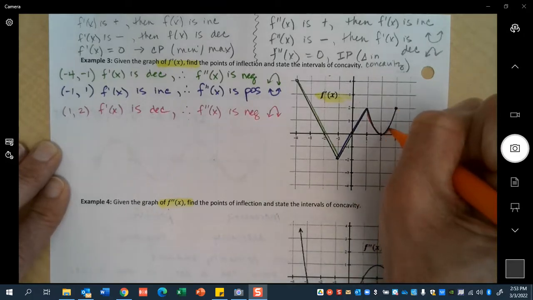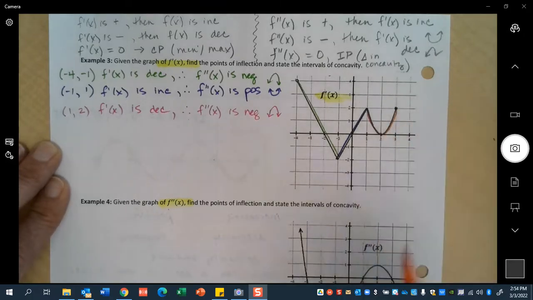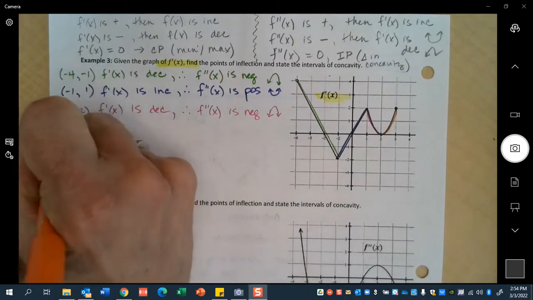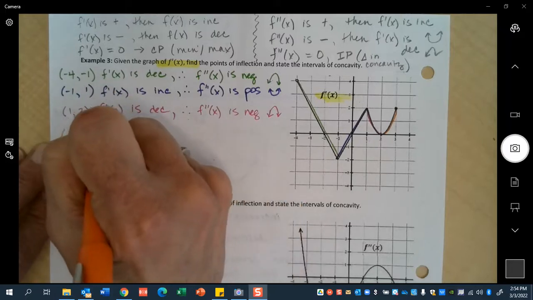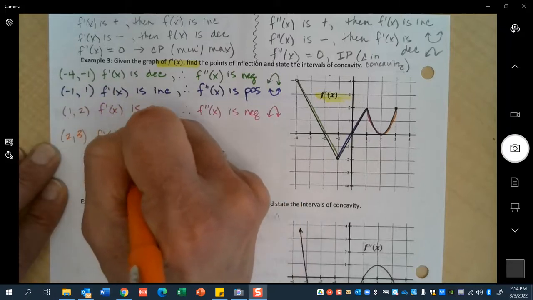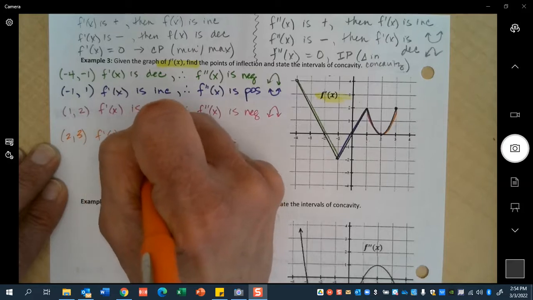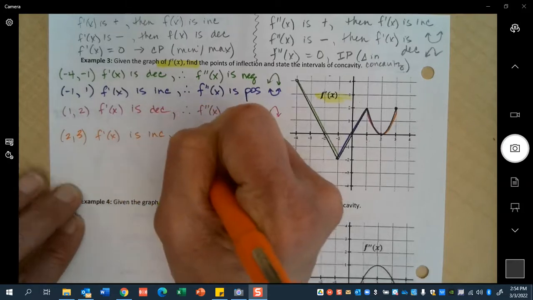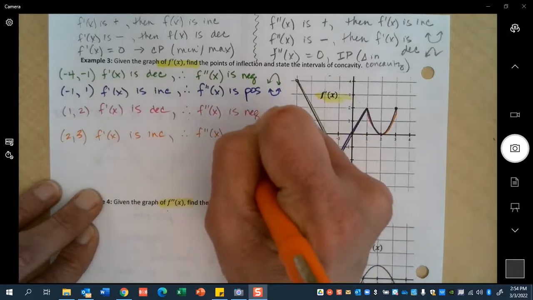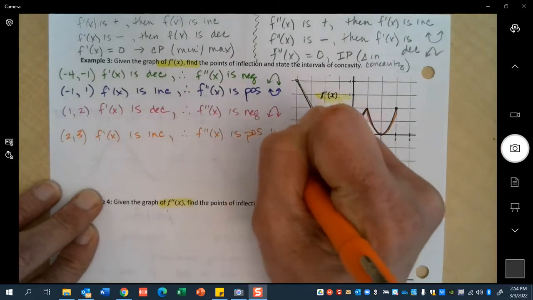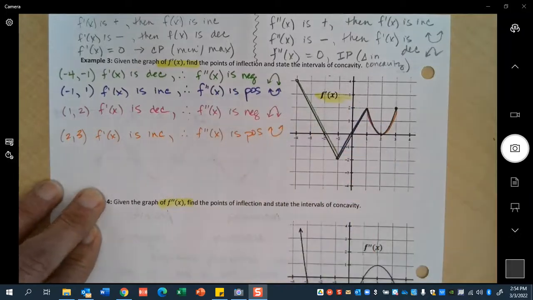When I look here at this last interval, from 2 to 3, my derivative graph is increasing. Therefore, my second derivative is positive, and I'm concave up like a cup.